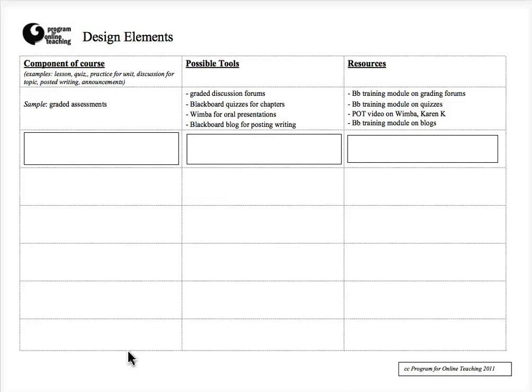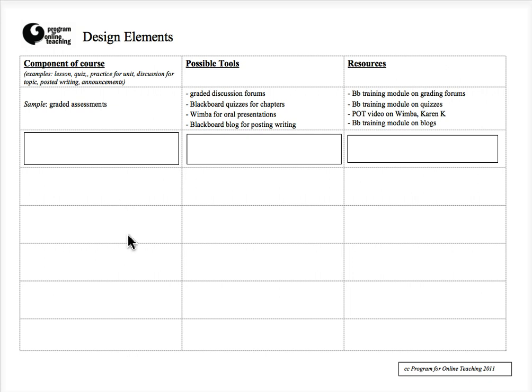The Design Elements worksheet is where we start examining what sorts of components we want to have in our class and what tools we want to use to make our pedagogy happen. Also, what resources we may need to learn about those tools or methods.